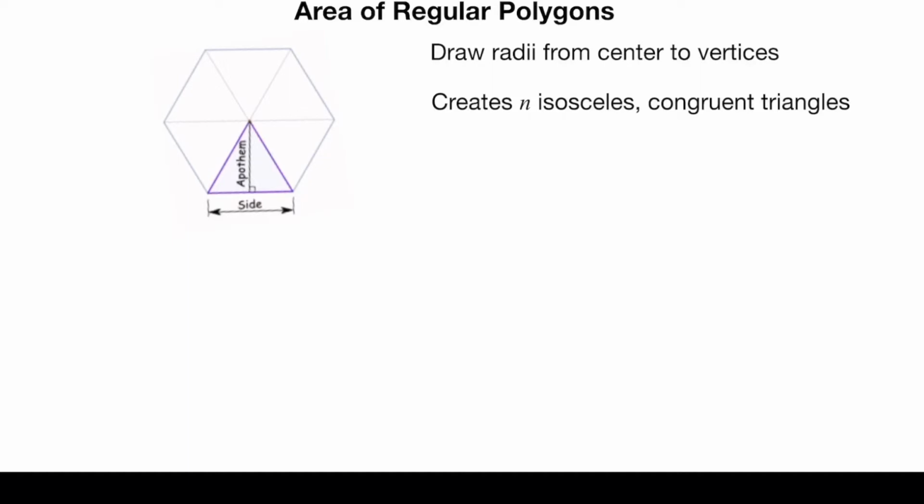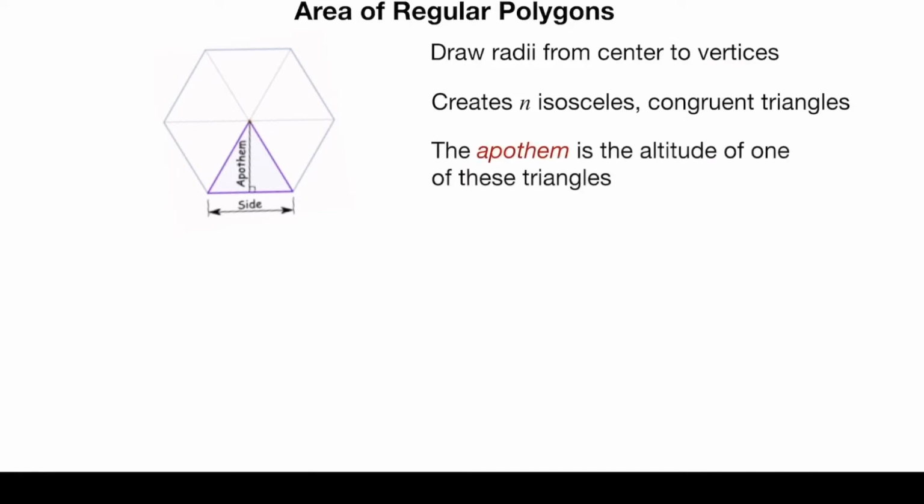They're isosceles because all those radii will be congruent to each other. And again, because it's regular, all the sides of the polygon are congruent. So we can show side congruence here if we need to. We have a new word for many people who are watching this video, and it's the apothem. And the apothem is simply just the altitude of one of the triangles that we created here.